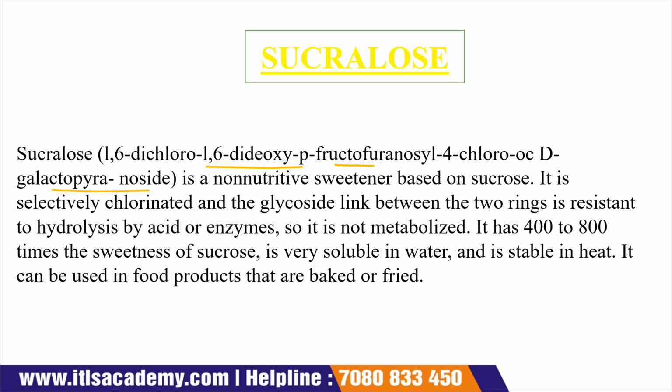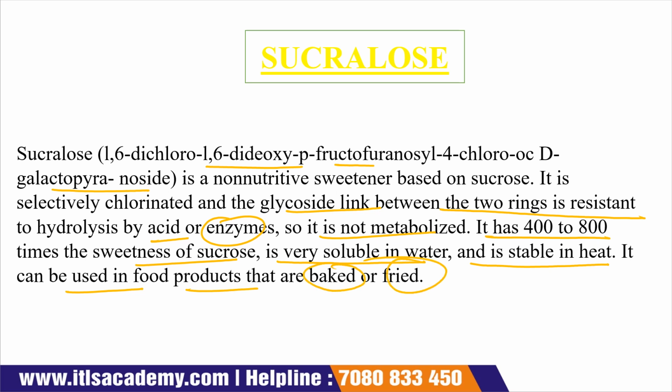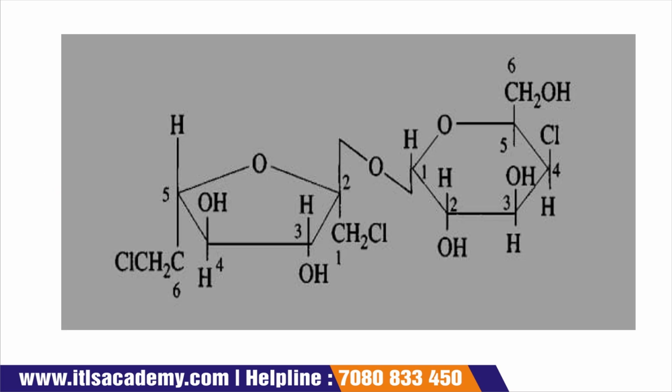It is selectively chlorinated, and the glycosidic link between the two rings is resistant to hydrolysis by acid or enzymes, and it is not metabolized. It is 400 to 800 times sweeter than sucrose, is very soluble in water and stable in heat. It can be used in food products that are baked or fried. This is a diagram which represents sucralose. So this is all about the types of sweeteners which are present in the market.